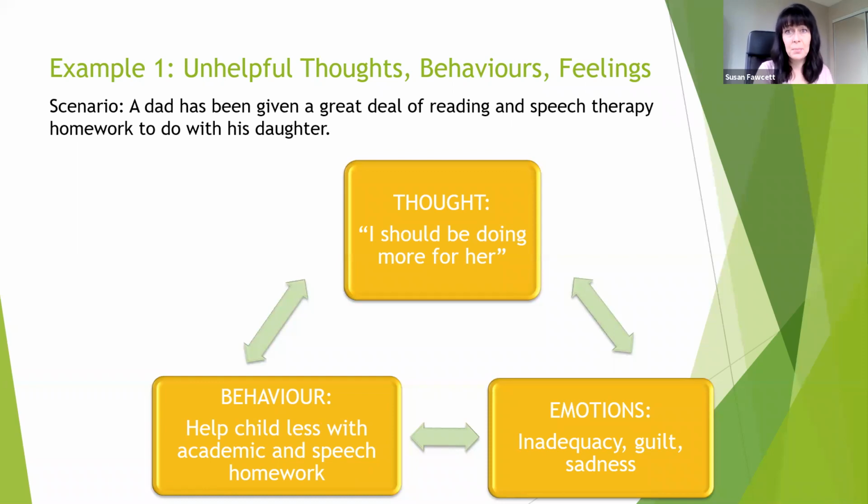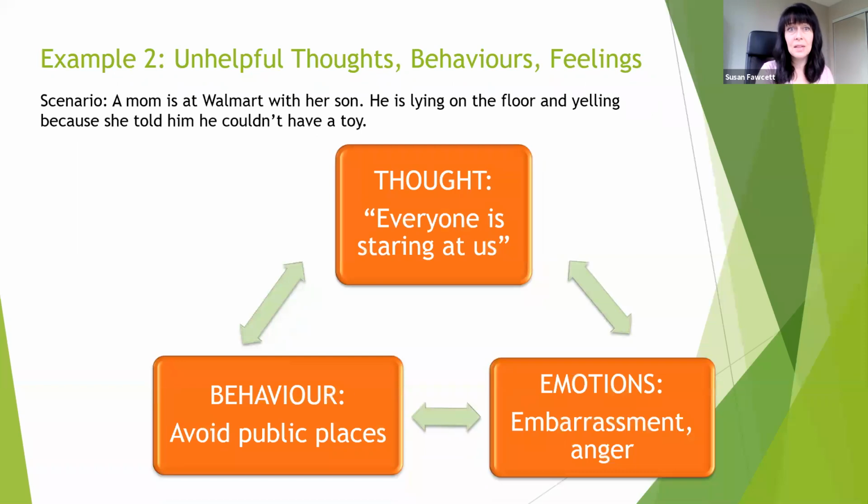So there's one example. Another example is more of a community scenario, and I'm sure maybe pre-COVID, a lot of parents are familiar with this example or something very much like it. A mom is at Walmart with her son. He's lying on the floor and yelling because she told him he couldn't have a toy, and she thinks everyone is staring at us, and she feels embarrassed and she feels angry at herself and her child, and the behavior again is not great, right?